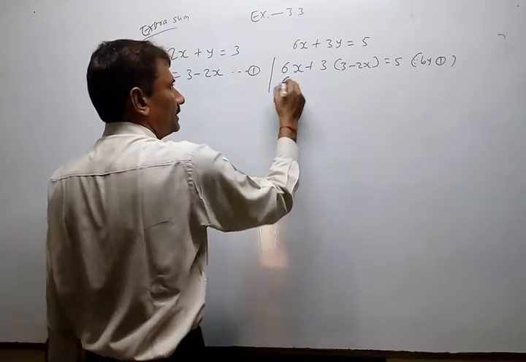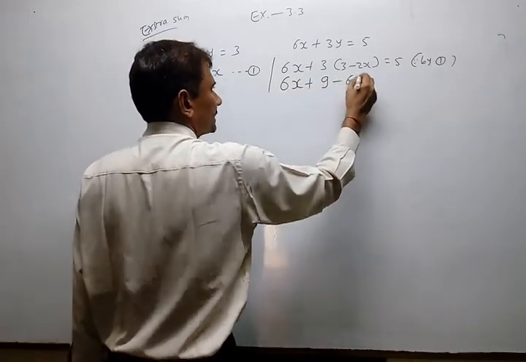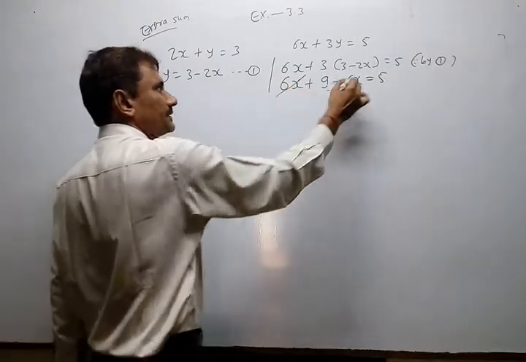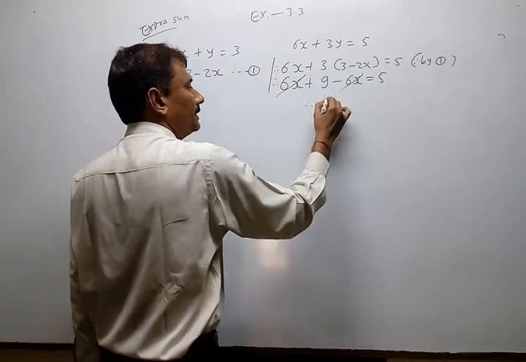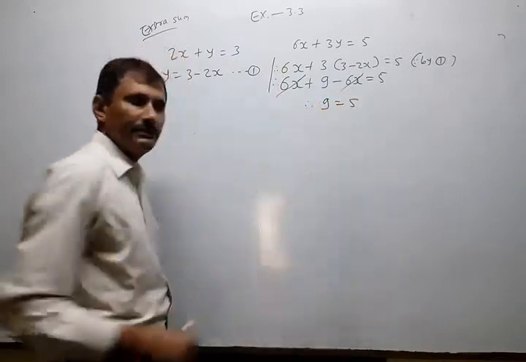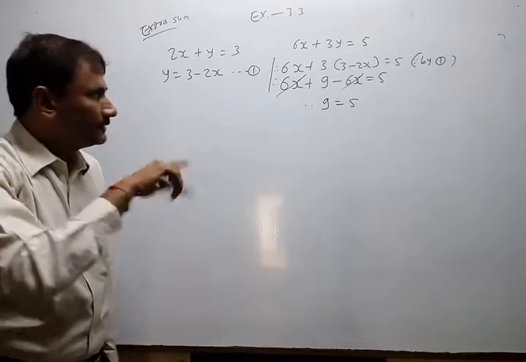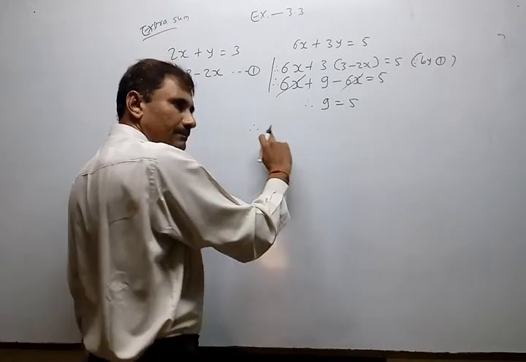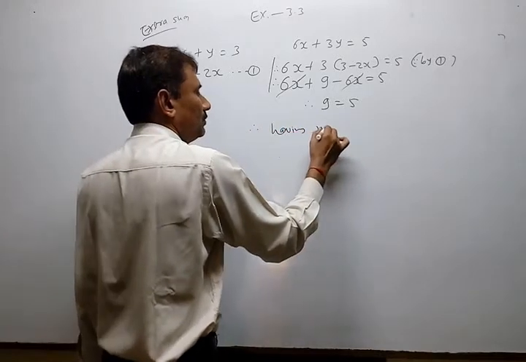Now try to solve it. 6x plus 9 minus 6x equal to 5. Here also, just like the previous one, x is gone. Whatever is left, 9 equal to 5, is never true. I explained that case earlier also. So the given pair of linear equations has no solution, or no real solution.